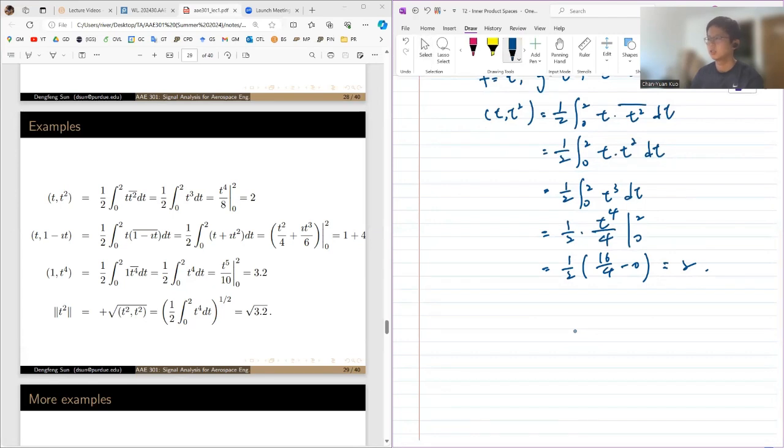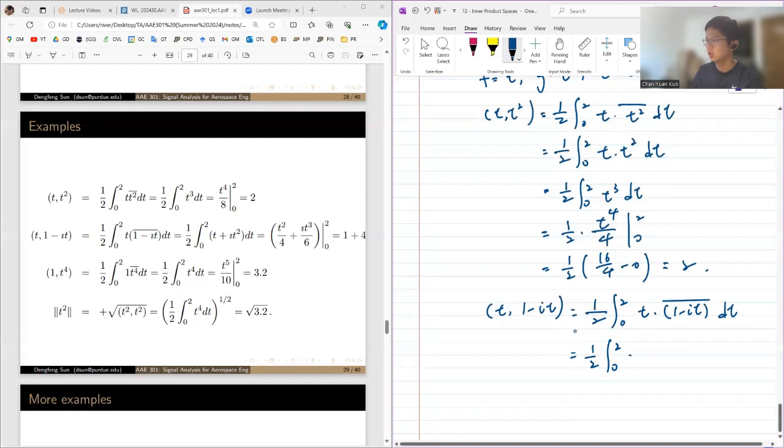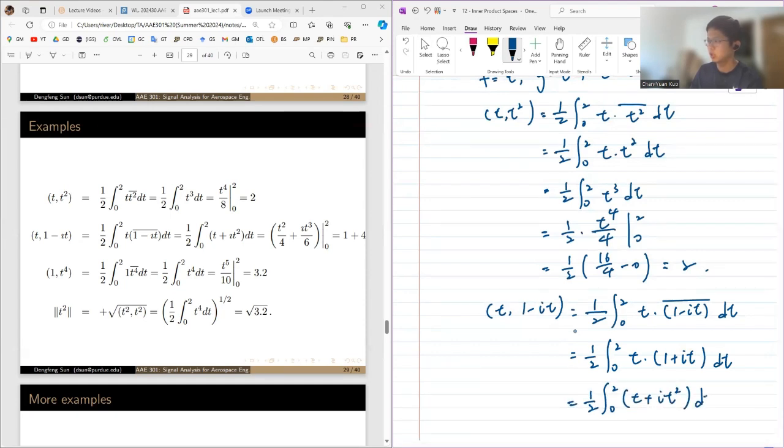And let's take a look at another example here. We look at the inner product of t and 1 minus it. So here it's going to be 1/2, the integral from 0 to 2 of t times the complex conjugate of 1 minus it dt. And that's going to be 1/2, 0 to 2, t times (1 plus it). And that's going to be 1/2, 0 to 2, of t plus it squared dt.